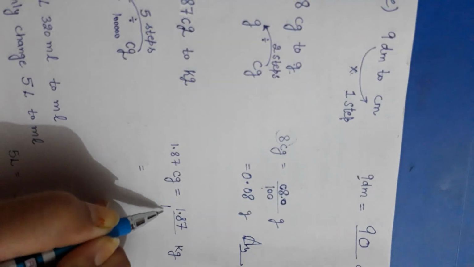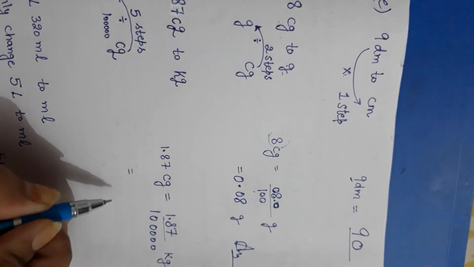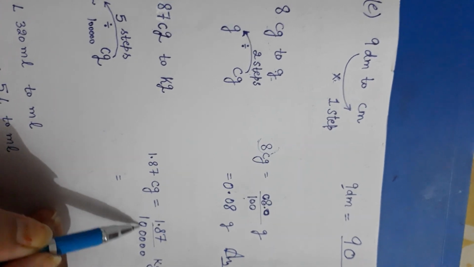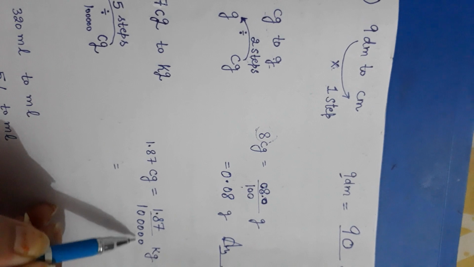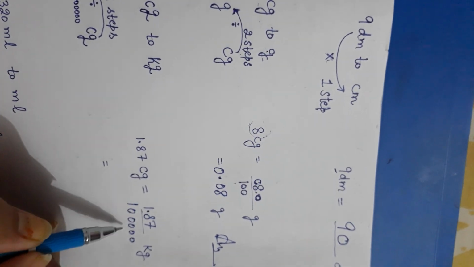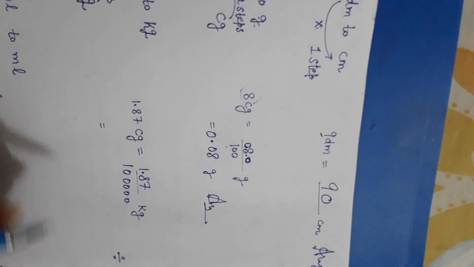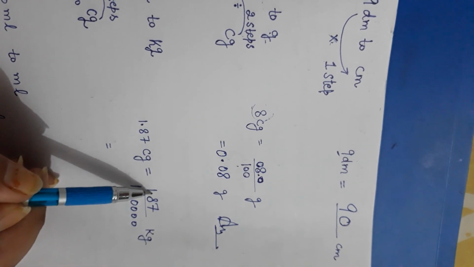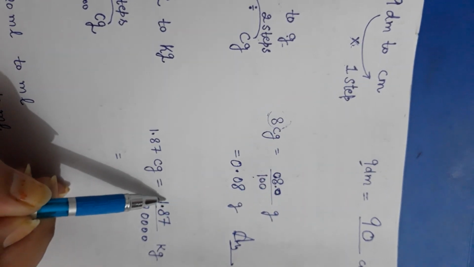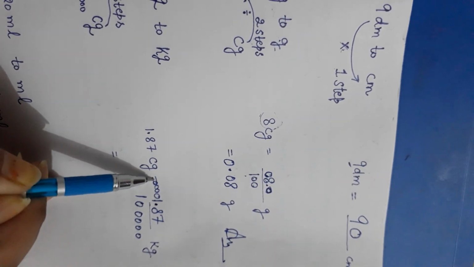Divide 1.87. Now listen carefully how to solve it. 1 2 3 4 5. Now solve it. See, the decimal is here, but you have to divide by 1 with 5 zeros, so you have to shift the decimal towards the left. You know that when dividing, the decimal shifts left. So we need 5 places here. One is coming, second, third, fourth, fifth, and the point will come here.